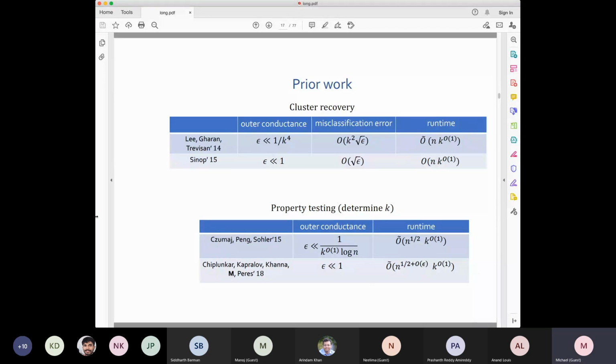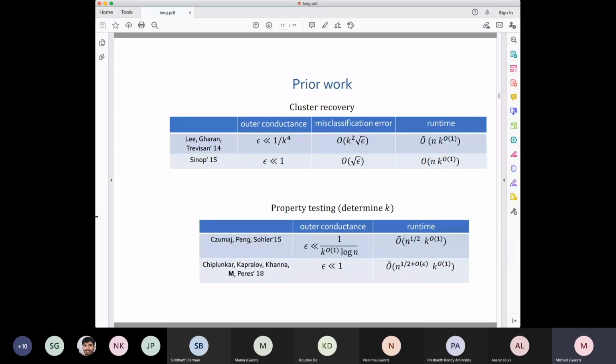Good. In a paper with Ashish Chiplunkar, Sanjeev Khanna, Aida Mousavi, and Pérez, in FOCS 18, we showed how to do testing for any epsilon smaller than a constant in time n to the 1/2 plus order epsilon times poly k factors, and we proved that this is information theoretically optimal.